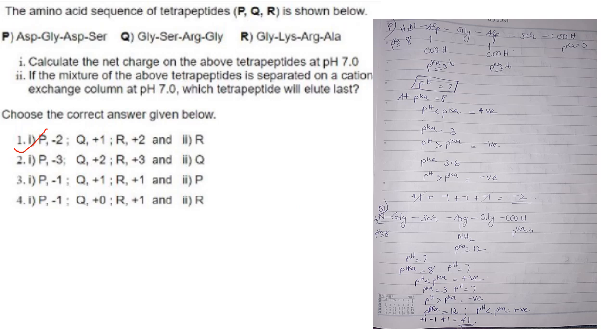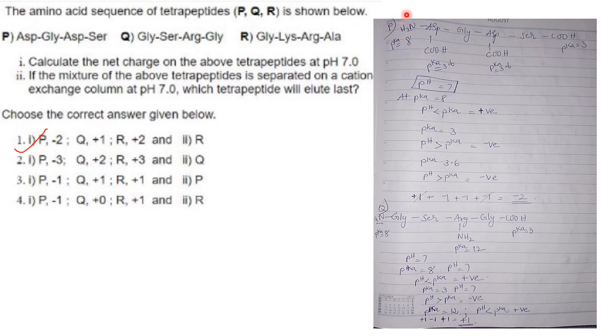Then the next one. The amino acid sequence of tetrapeptides P, Q, R is shown below. Calculate the net charge on the above tetrapeptides at pH 7. If the mixture of the above tetrapeptides is separated on a cation exchange column at pH 7, which tetrapeptide will elute first? Choose the correct answer given below. So P is the first tetrapeptide we are going to see: aspartic acid, glycine, aspartic acid, serine.